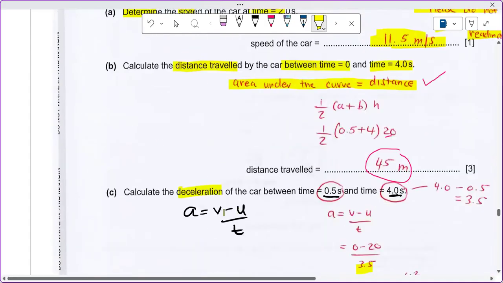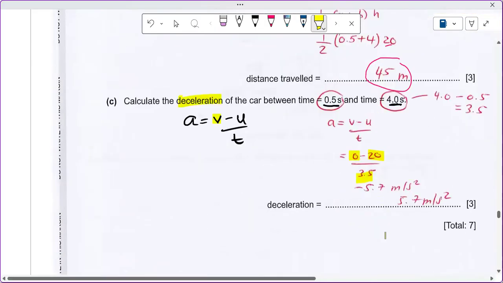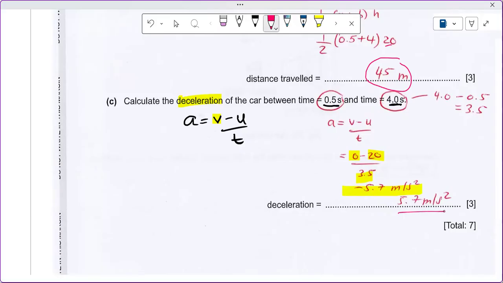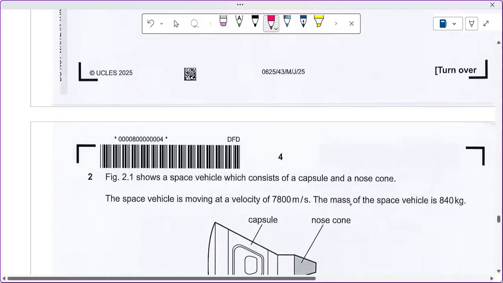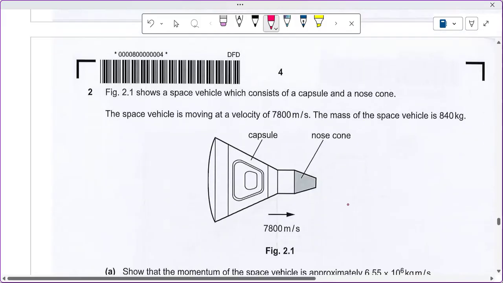So since my v is 0, I'll plug in v is 0, and then my initial is 20, divided by 3.5. I will get a negative answer, which is an indication that I actually calculated the deceleration. But magnitude is never negative, so I can leave my answer as a, positive, which then gives me 5.7 meters per second squared. So quite important, guys, to do that.